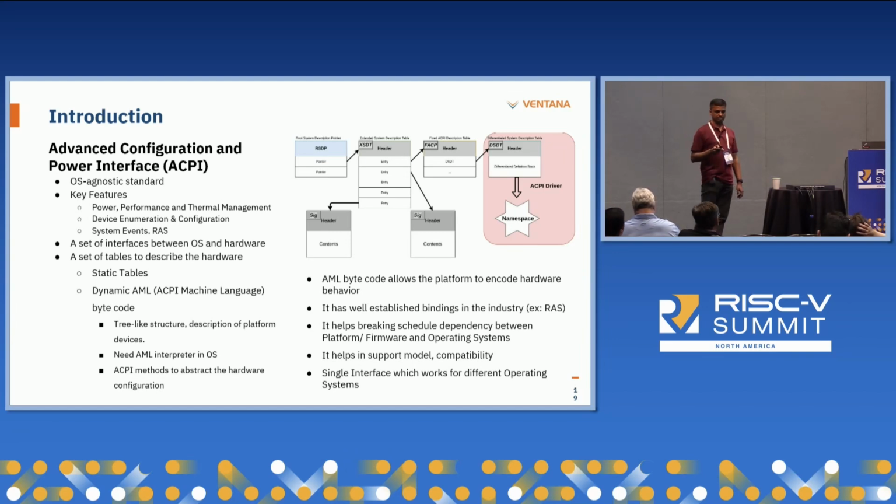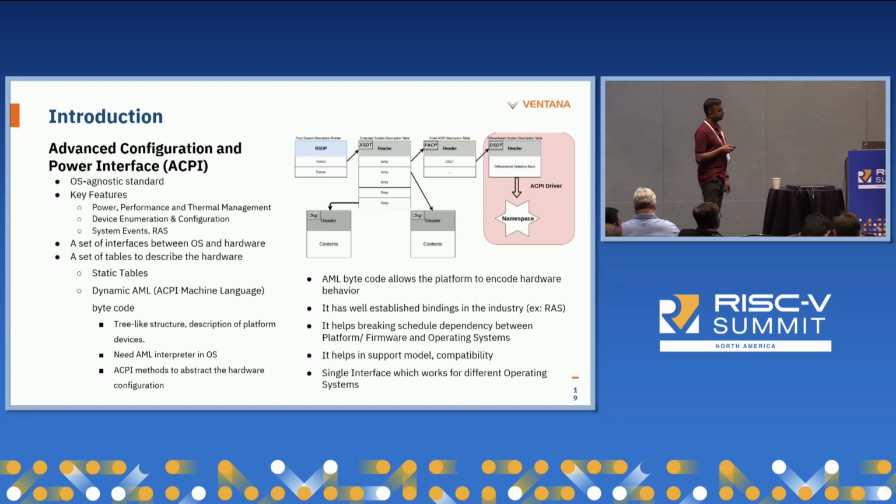Basically, it is a set of tables, and tables can be either static tables in memory or dynamic AML bytecode. The advantage of AML bytecode is that it provides the platform description, and the operating system can execute the methods encoded in AML bytecode in an agnostic manner. But the operating system will need to have an AML interpreter to interpret this bytecode. This is the major difference between device tree and ACPI.